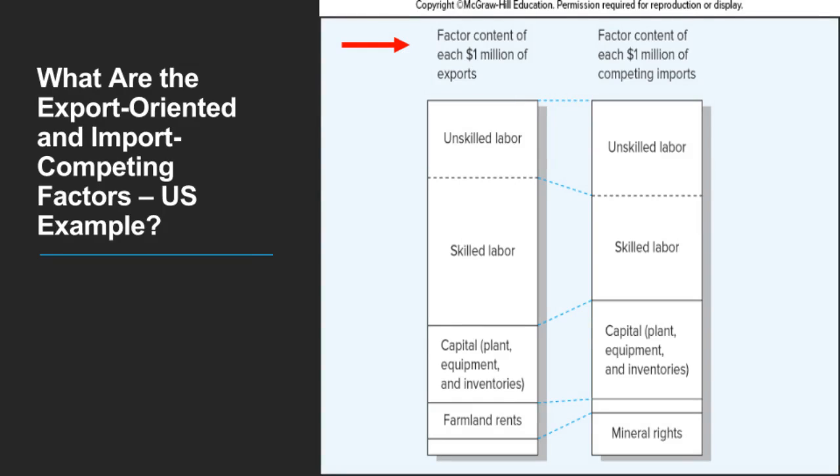It provides a side-by-side comparison of the factor content of each $1 million of United States exports and the factor content of each $1 million of imports competing with domestic imports. Unskilled labor comprises a relatively smaller proportion of United States exports than United States imports. Capital, such as plant, equipment, and inventories, content is relatively larger in imports than in exports. Farmland rents comprise a larger proportion of exports than imports, and mineral rights comprise a smaller proportion of exports than imports.